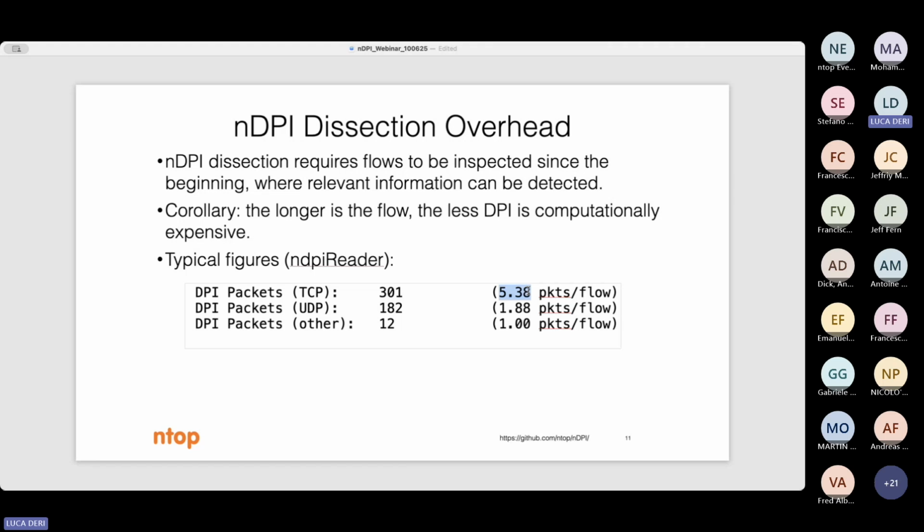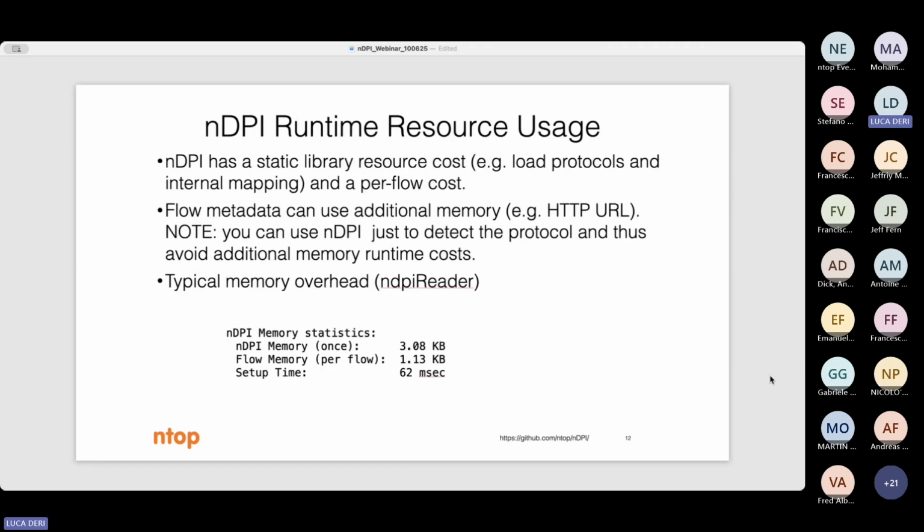It means that in addition to what your existing application is doing, you have to pay this little overhead at the beginning of the flow just to identify flows that need to be dissected by nDPI. That to me looks not very much. If you look in terms of memory or CPU, basically the CPU cost is proportional to the number of packets that you need to dissect a flow, right?